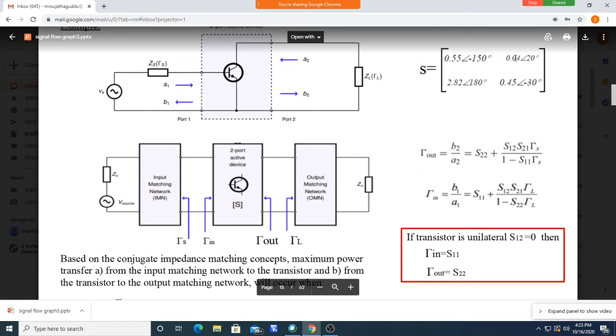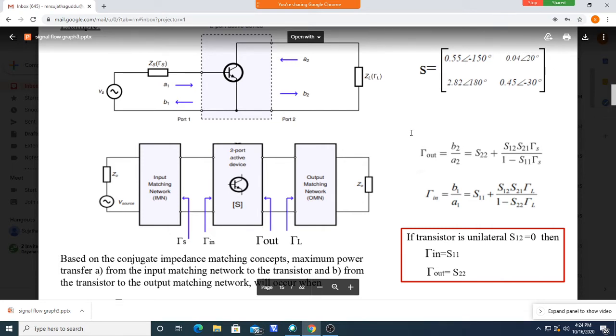For example, if it is 0.1, then we cannot consider it as a unilateral one. We will see when we can consider this as unilateral, even when S12 is provided, but it is very small. In such a case, we can consider it as unilateral, assuming it is very small.